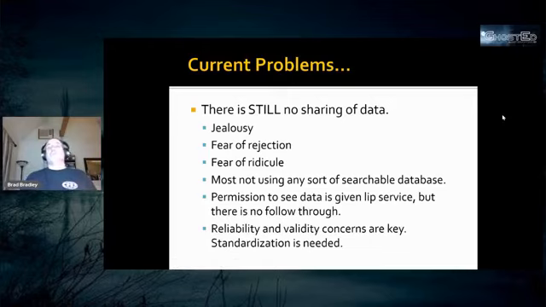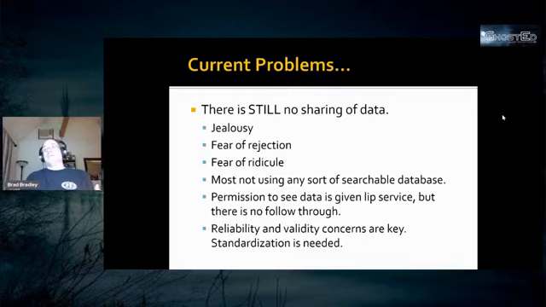Also, there is still, to this day, little to no sharing of data. That's a travesty. A lot of this is because of jealousy. There's a fear of rejection from a lot of organizations. They're afraid of peer review, and that's a key thing here in the scientific method, that peer review. There's a fear of ridicule for the same thing. And most aren't using any kind of searchable database for their data. And that makes searching for data problematic.